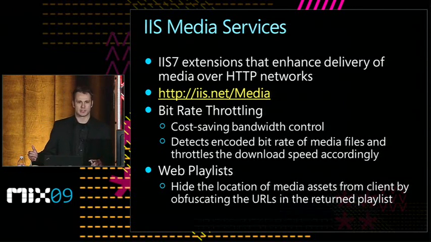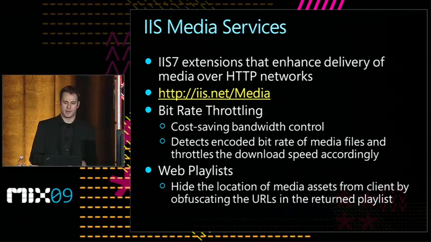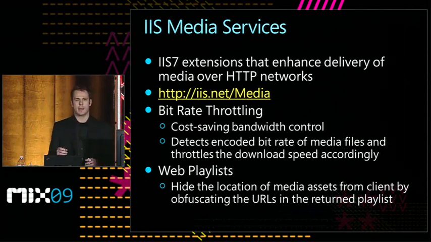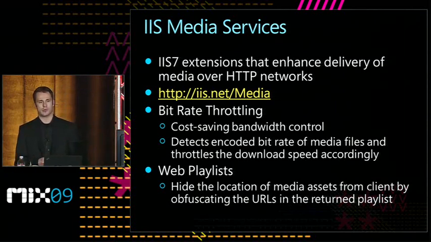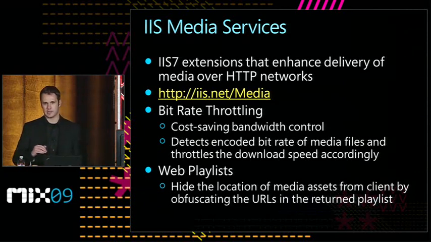There are several components that are part of IIS Media Services. There are two components in there that essentially enable playback of existing content using progressive download. One is called bitrate throttling. What is bitrate throttling? I mentioned earlier that with progressive download, for example, when you deliver a file using progressive download to a Silverlight client, the server is going to ordinarily send that file as quickly as it possibly can, as quickly as the network connection allows, to the client.